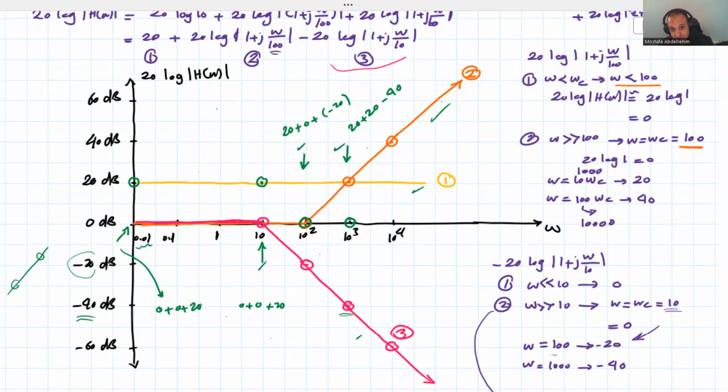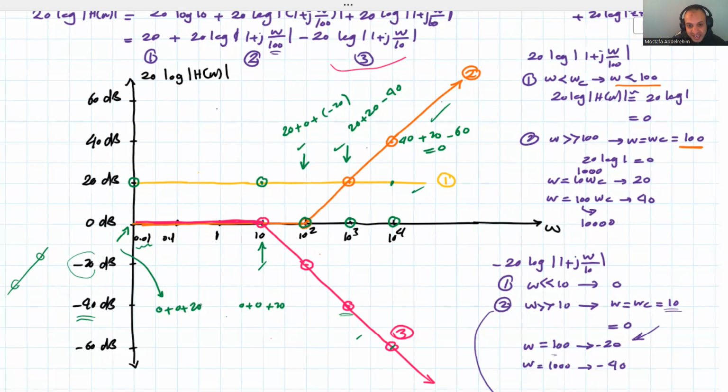Let's continue. Continuing is very easy. So that's here 40, that's here 20, and that's here minus 60. 40 plus 20 minus 60 is also 0. It will be 0. And if you continue, it will always be 0.